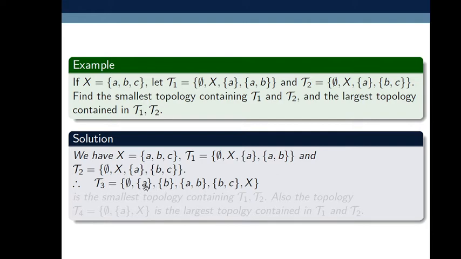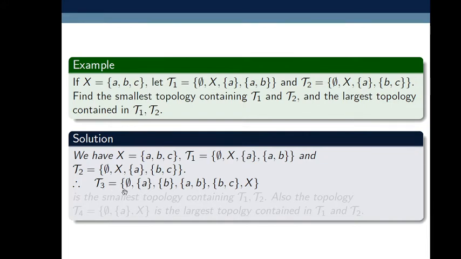Also the union of {a} with the set {b, c} is equal to the set {a, b, c}, which is equal to X. Also you can take any two elements, or if you take the union of all the sets, then it is also present in tau 3. So the second condition for a topology is also satisfied.